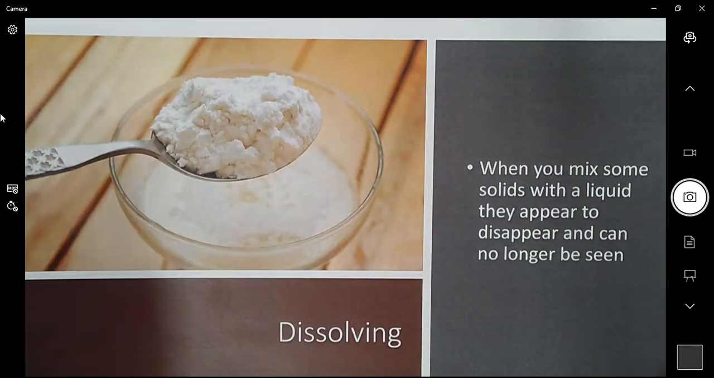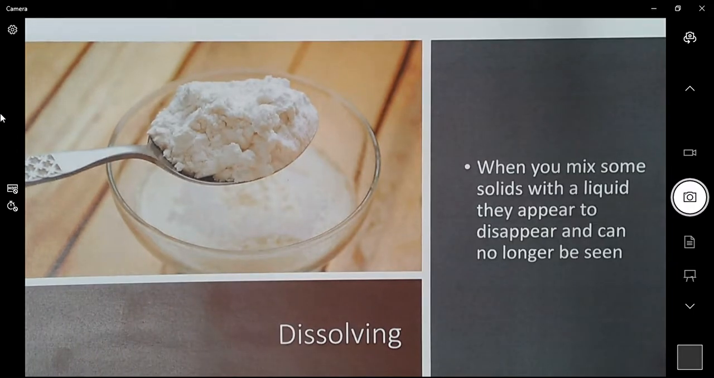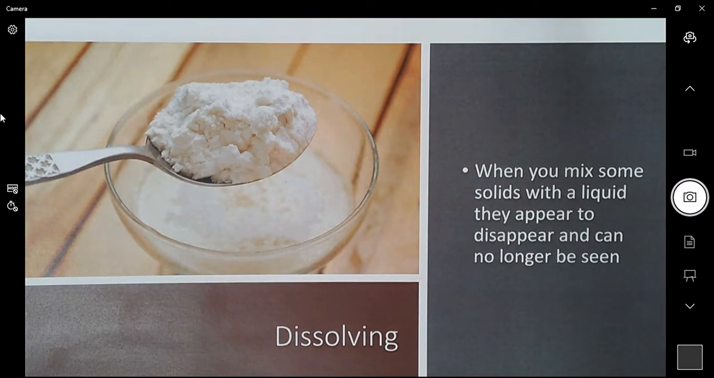So the first thing we're going to look at is dissolving, and that is going to be part of our experiment. We're going to look at dissolving different solids, as you can see from our WALT as well. That is the focus of the lesson. So dissolving is when you mix some solids with a liquid and they appear to disappear and can no longer be seen. So you put a solid into a liquid like water and then it appears to disappear. Now it is still there, but we cannot see it anymore. So that is when something dissolves.